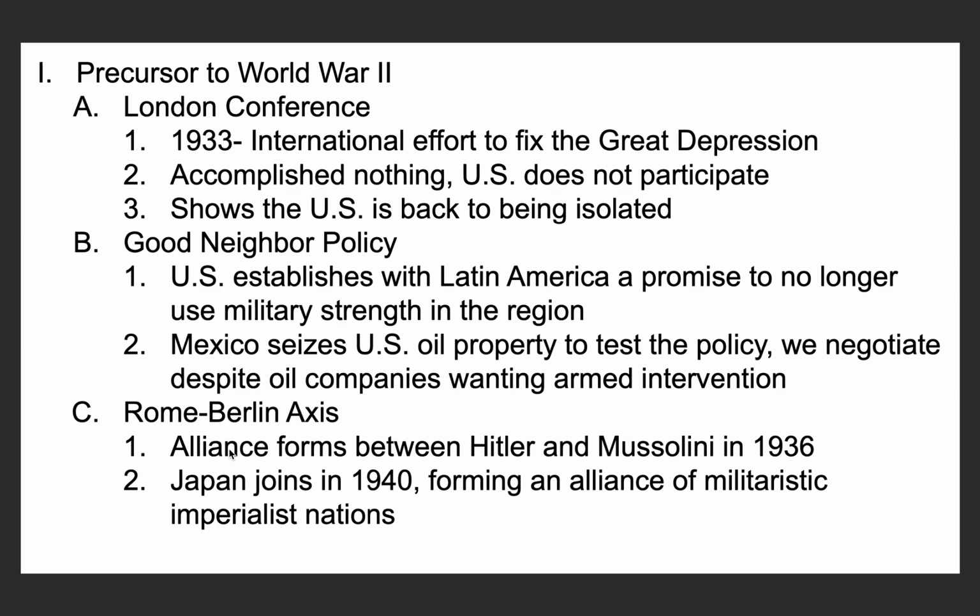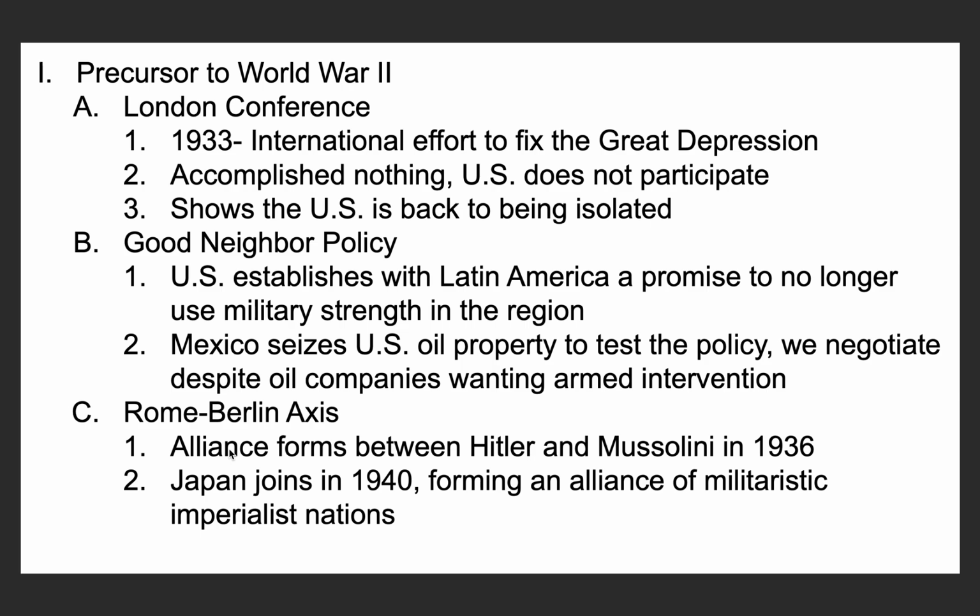Now, this conference, while it was well intended, accomplished basically nothing. It did show the U.S. decided that we wanted to be isolated and take care of our problems at home. This is right as FDR is sworn into office over in the United States. Basically, Europe gets together and says, here's some solutions we have to solve the Great Depression. And they all walked away saying, well, that sounds good, but that doesn't really work for my country.